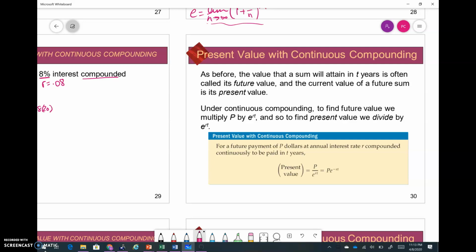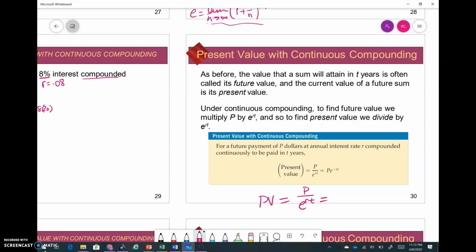We do have another option here. Instead of dividing by e to the RT, remember this is just an exponential function, I can move the e to the RT up by adding a negative exponent. So you have two options. I tend to just keep with the division because that helps me keep it straight in my head, but it wouldn't matter. So P divided by e to the RT would find that present value if I know what I need in the future to figure out what I need to put in now.